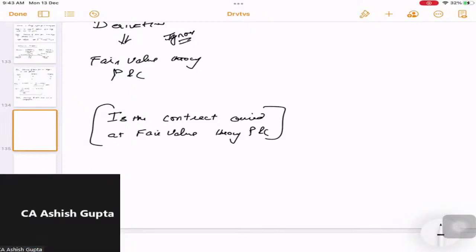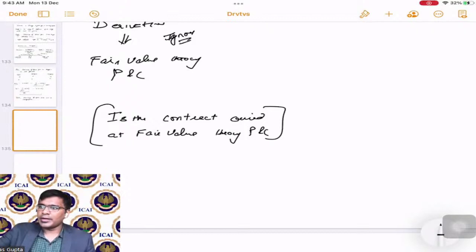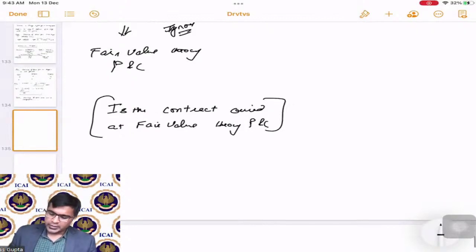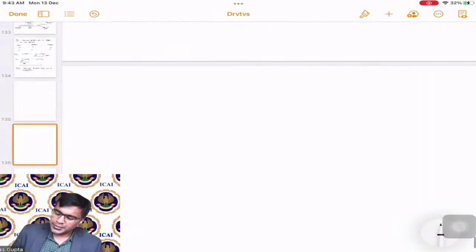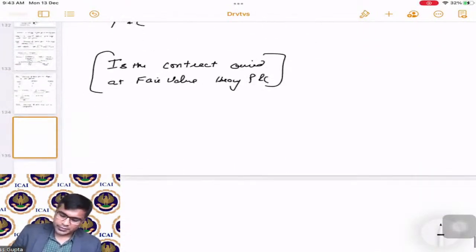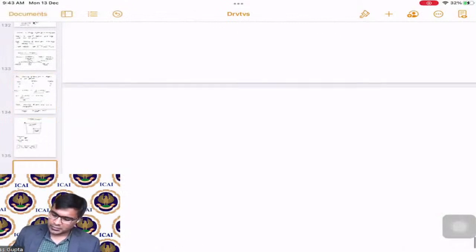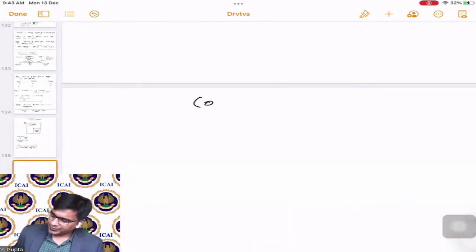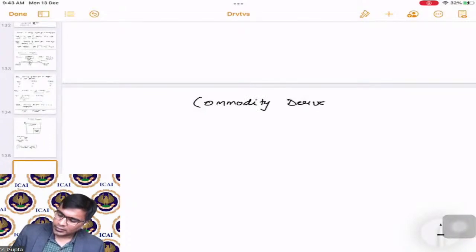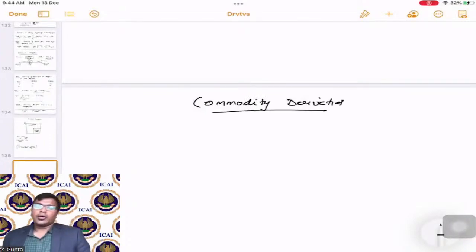So, okay, students, as discussed, we will now go directly to the theory part in the commodity derivatives. We will just skip this part. So, in case of the commodity derivatives, now let us go through the commodity derivatives once.